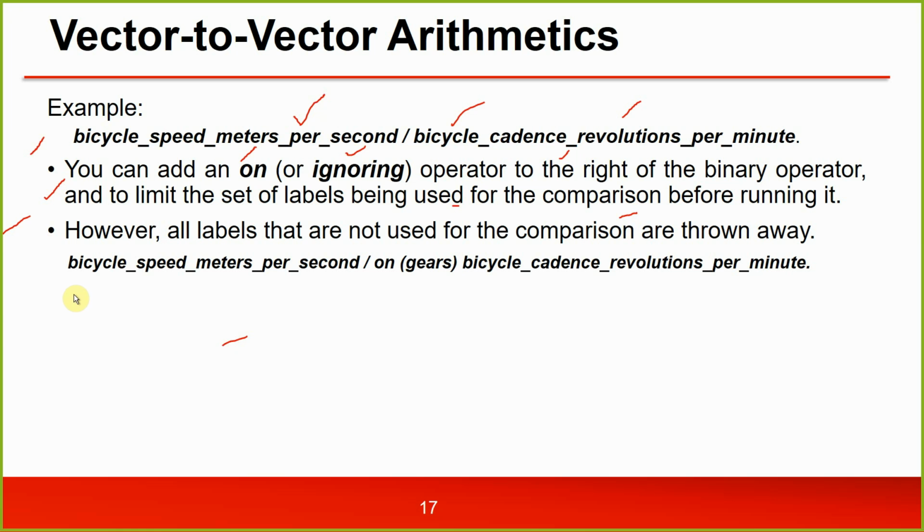For example, bicycle speed meters per second on gears. So I want to use this label selector. Bicycle cadence revolutions per second. So I am comparing based on this label. So this will filter only geared bicycles; those without gears will not be considered.